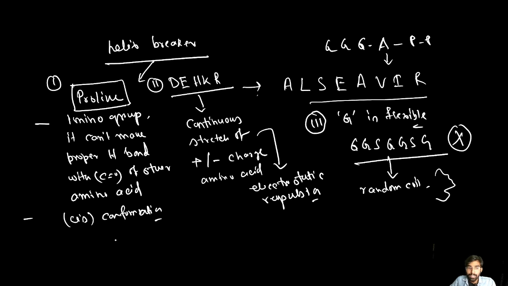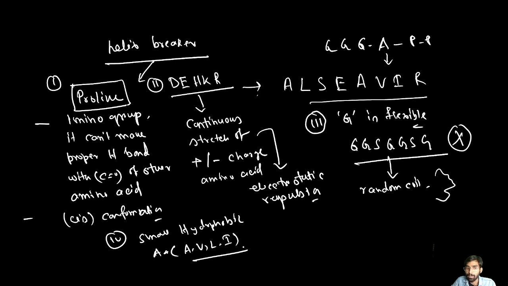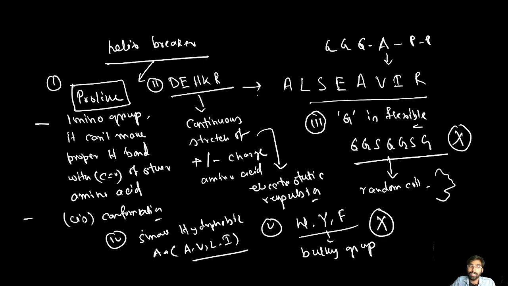Okay, but generally small hydrophobic amino acids like alanine, valine, leucine, you can also consider isoleucine, these are preferred for making helix, alpha helix. Fifth thing is that those amino acids which are bulky groups such as tryptophan, tyrosine, phenylalanine, these are actually not preferred. Rather, small hydrophobic amino acids are preferred. Okay.